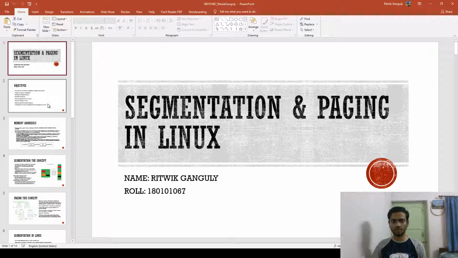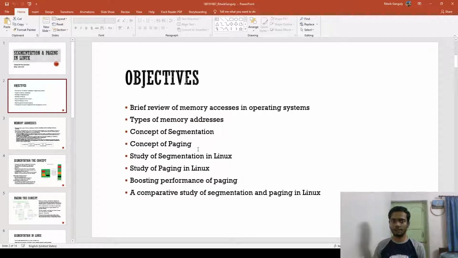Let us first look at the objectives of this assignment. We'll have a brief review of the memory accesses in operating systems. We'll then look at the types of memory addresses available to us. Then we'll go through the concept of segmentation and paging. After that, we'll delve deep into the study of segmentation and paging in Linux environment. Then at the end, we'll have a study about how we can boost performance of paging. And then we'll see a comparative study of segmentation and paging, and we'll see which one performs better and which one will be suited more to Linux environments.